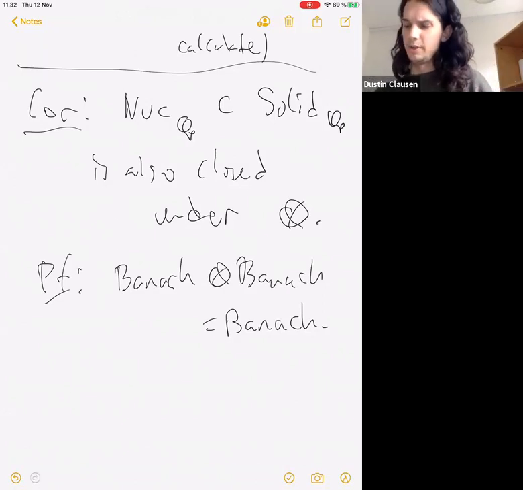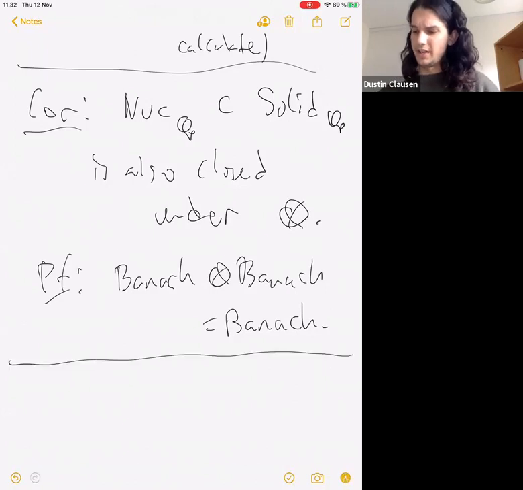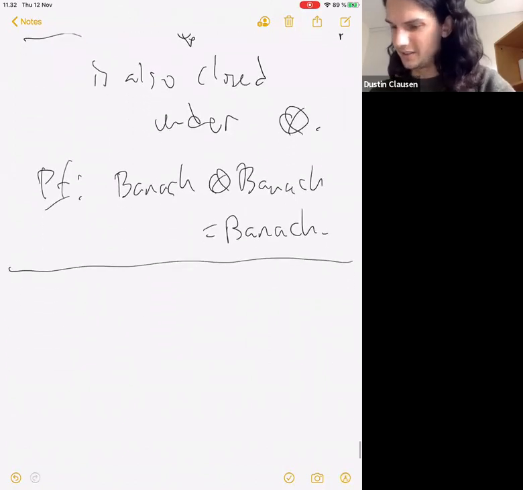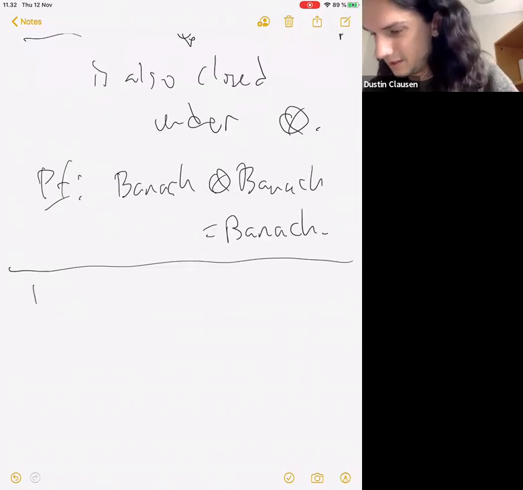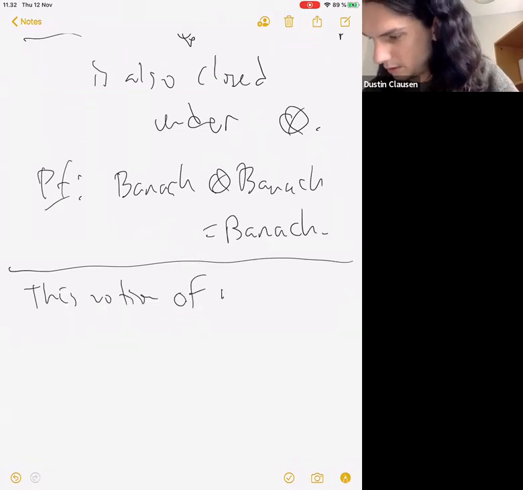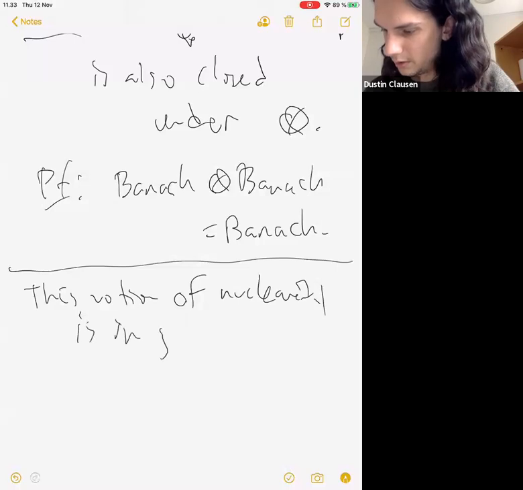Before we move on, I want to make a small remark about the general context for this nuclearity. So, this notion of nuclearity is in general cleanest in the derived context.